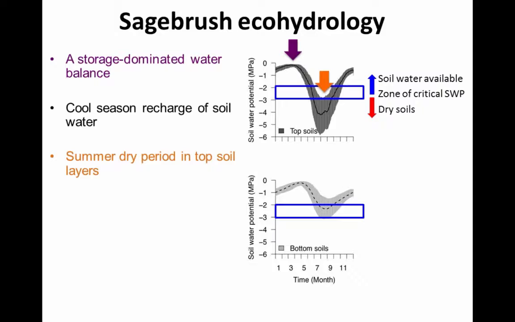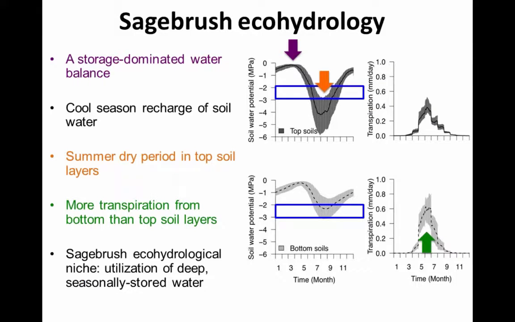The other thing that's fairly common is a fairly reliable summer dry period in the top soil layers. This orange arrow indicates a period in the summer when you quite reliably get your top soils too dry for plants to get very much water out. That time of year, which is also the peak of the growing season, they have to utilize moisture from the bottom soils, which fortunately are still relatively wet. This leads, not surprisingly, to more transpiration from deep soils in sagebrush ecosystems than from surface soils.